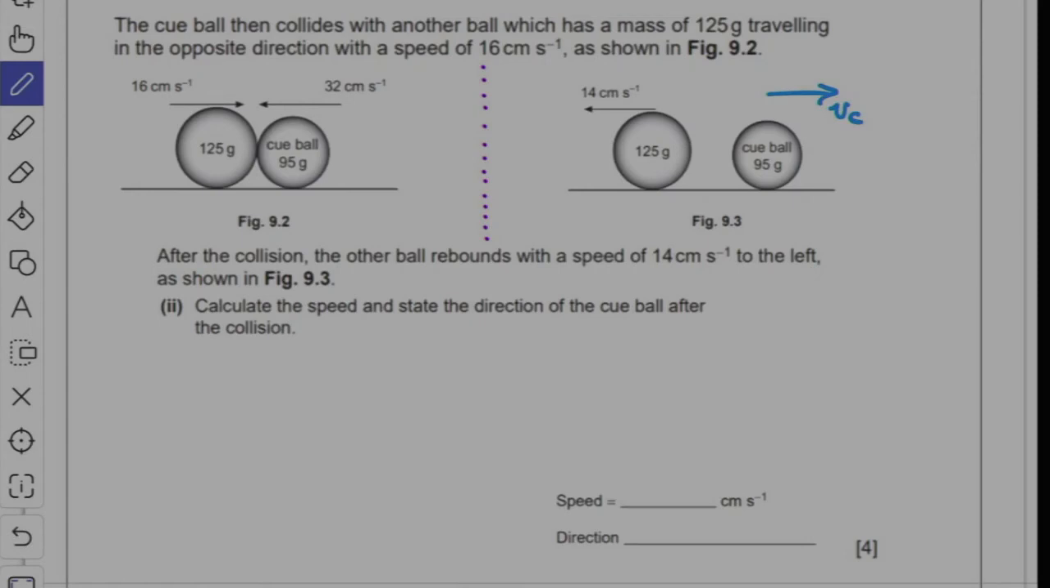So we should give the value of the cue ball's velocity afterwards some kind of symbol. I've chosen VC. We should also decide on a direction to take to be positive. And the cue ball was originally travelling, as you can see there, to the left. To be honest, it doesn't really matter, but I'm going to take to the right to be positive. It doesn't really matter.